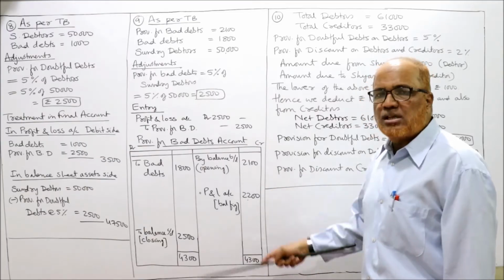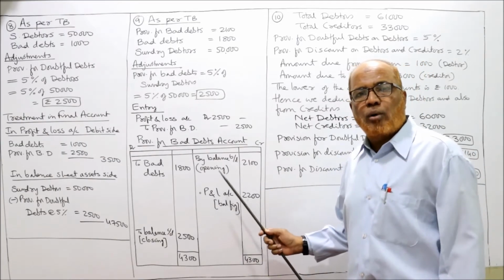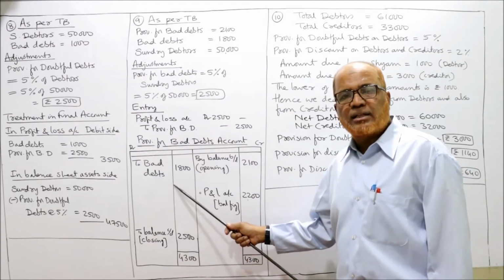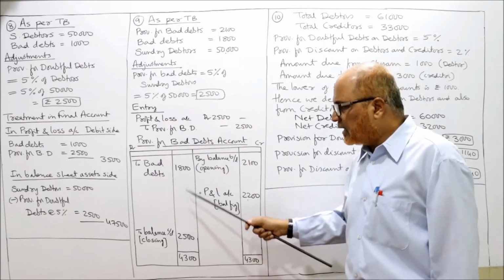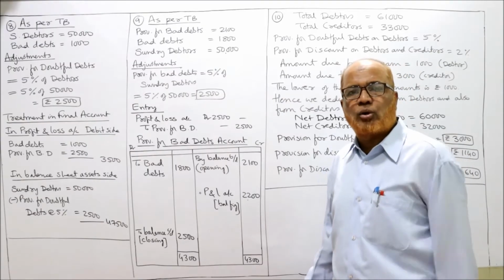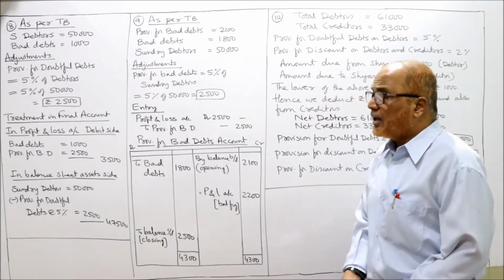That's all. This is the provision for bad debts account. The only thing you have to remember, take the opening balance on credit side, closing balance debit side. And debit side you take the bad debts during the year. Then take the balancing figure. That balancing figure is the provision made during the year debited to P&L account. That's it. So we have completed problem number 9.